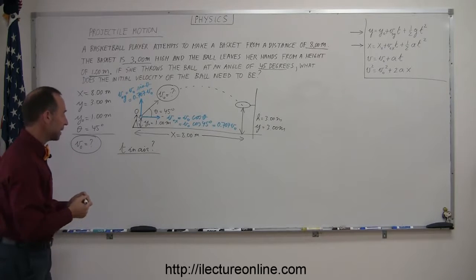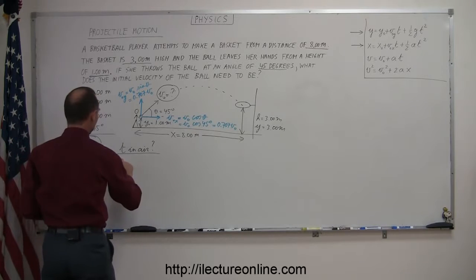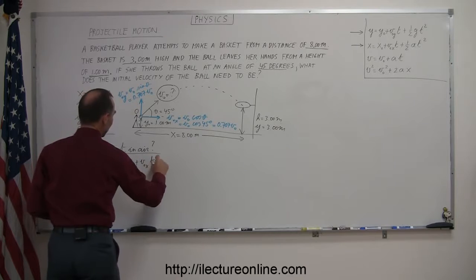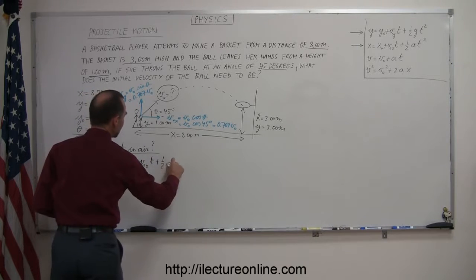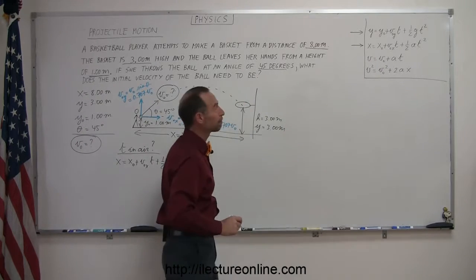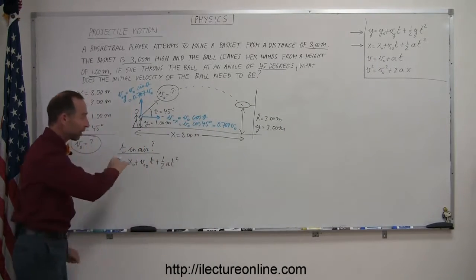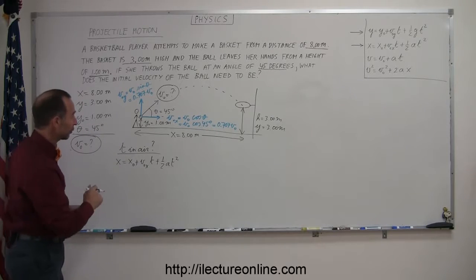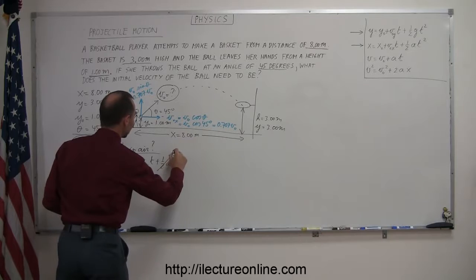All right, so now that we've expressed the initial velocity for the x and the y components, we can calculate the time in the air. So we can say that x equals x sub naught plus v sub naught in the x direction times time plus 1/2 a t squared. That's our kinematics equation that we have right up here. Notice that in the horizontal direction, the moment the ball leaves the player's hand, there are no forces involved, so there's no acceleration in the x direction, so that's 0.